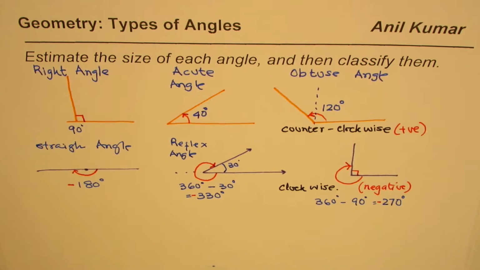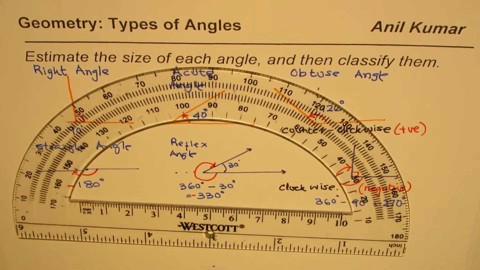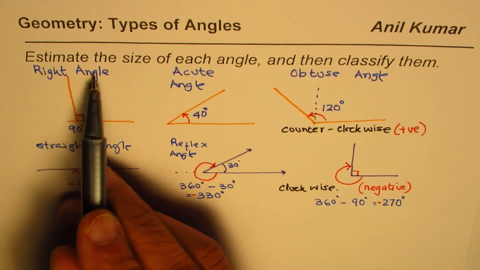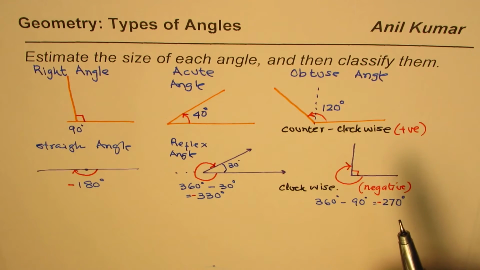You can always measure them using a protractor, right? So, for example, here's the one. So you can always measure your angles and check your estimate. Let that be an exercise for you. So you can draw some angles just as I did, and then classify them by their name, right? And find their measurements using a protractor.